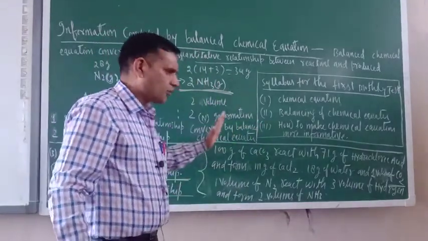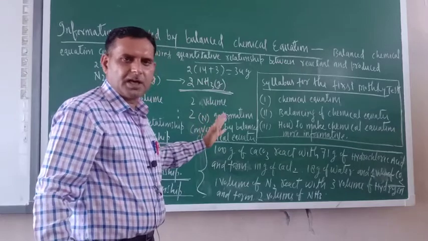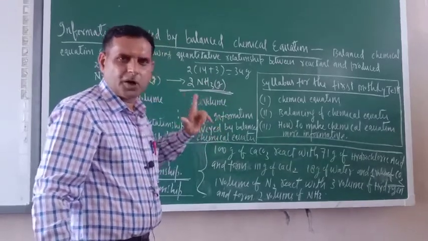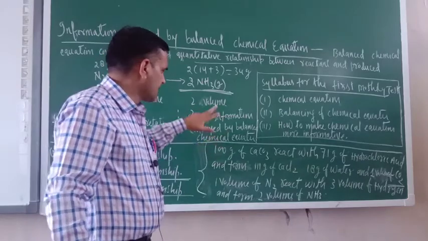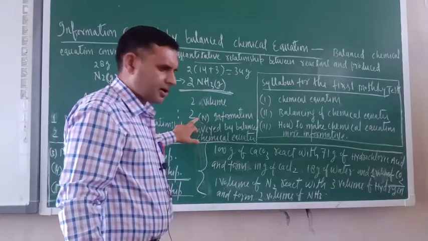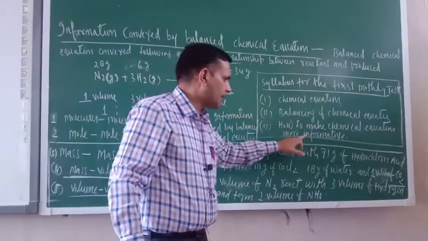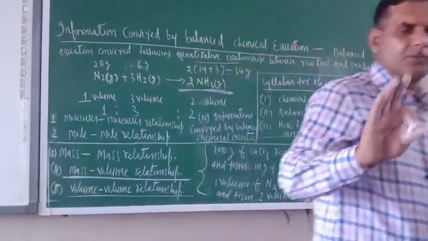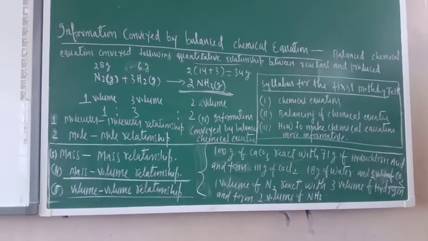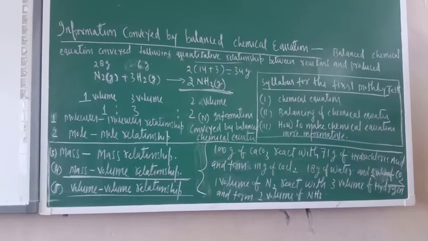So these are the 4 things which I am going to cover in the first monthly test. Till here only, means one video short you are. Means see, first, second and third, this one I taught. Now only how to make chemical equation more informative, that I have to teach. So tomorrow I will teach that one also. Hence your monthly test portion is almost completed.